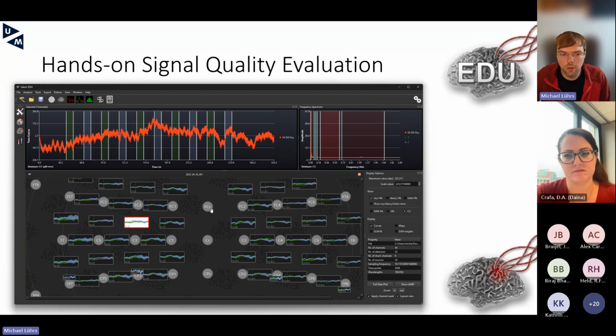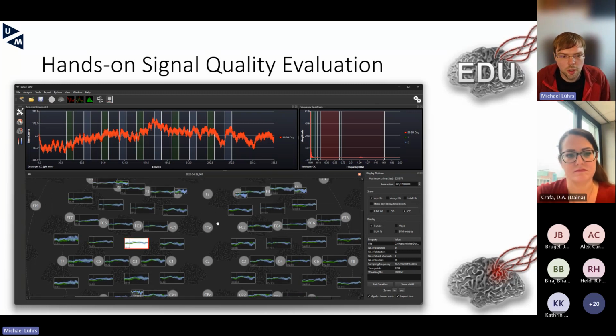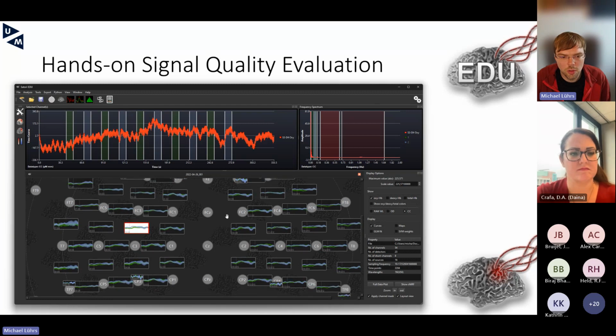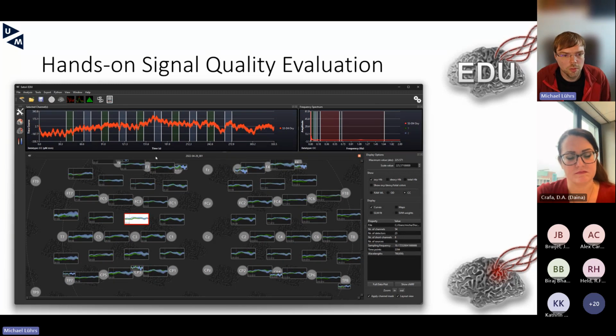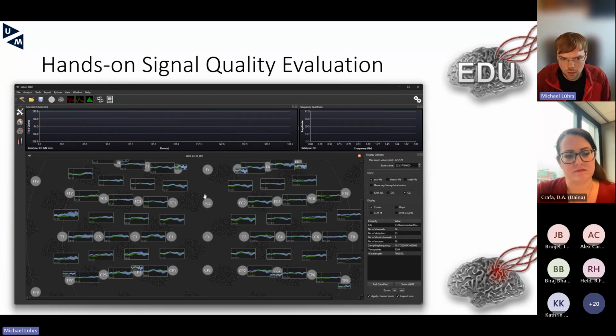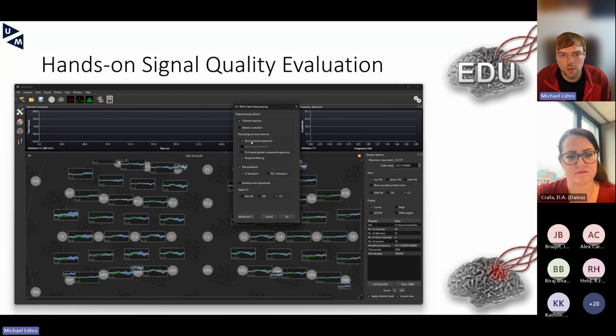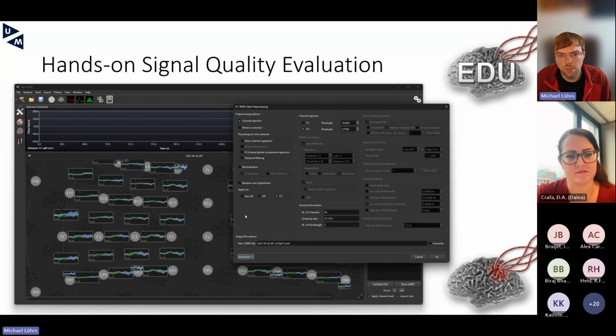So this was a lab environment. The participant was sitting still, so we don't have huge artifacts that we are currently encountering. Still, we can use this data to apply, for example, our objective measures. So I will run just the channel rejection in the pre-processing, and I will start with the SCI, the scalp coupling index, and I use the default value that we have of 0.75. So everything below that value will be rejected.